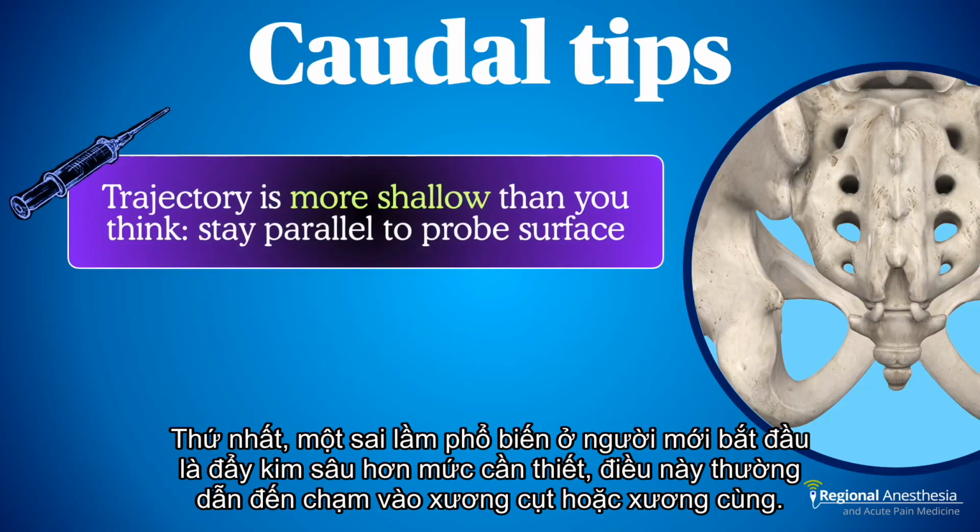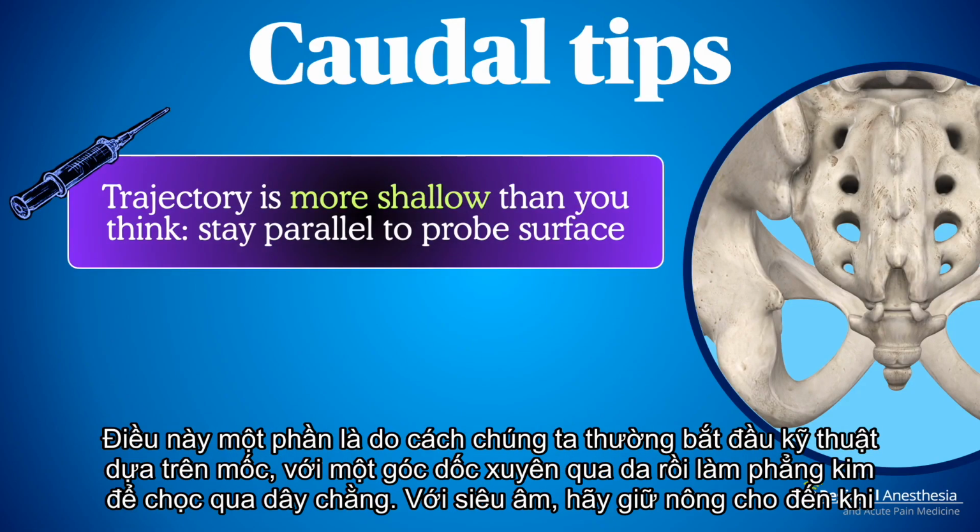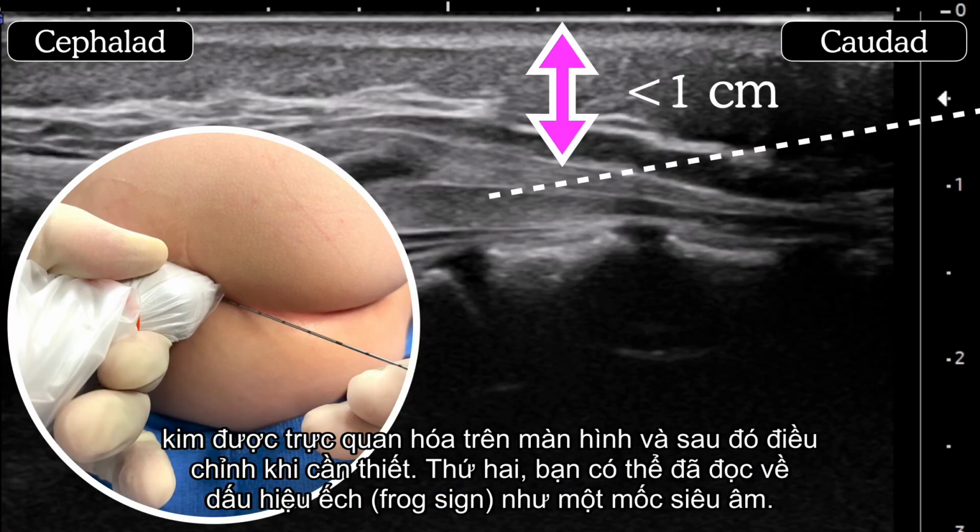First, a common novice error is to drive the needle deeper than necessary, which usually results in hitting the coccyx or sacrum. This is partly because that's how we used to start the landmark technique, with a steep angle through the skin and then flatten out to pop through the ligament. With ultrasound, stay shallow until the needle is visualized on the screen and then adjust as necessary.